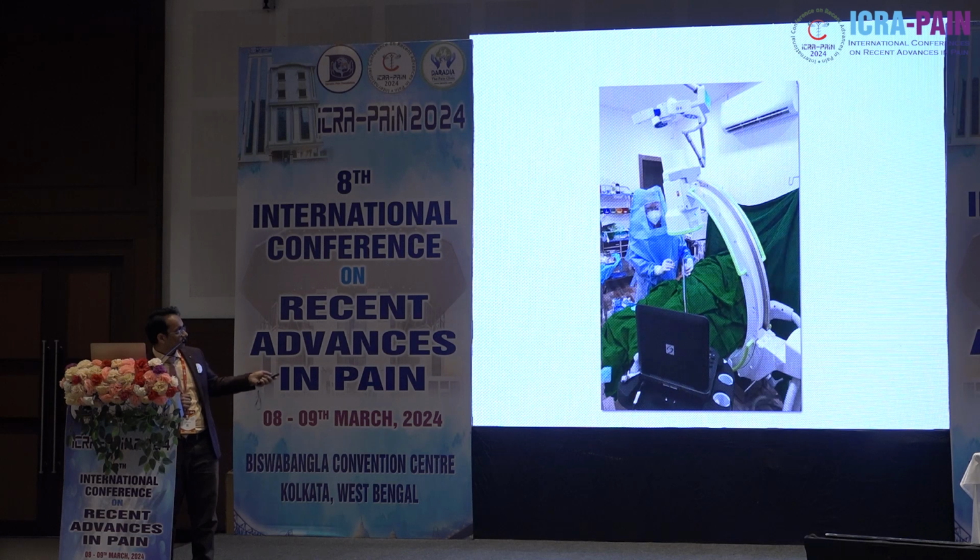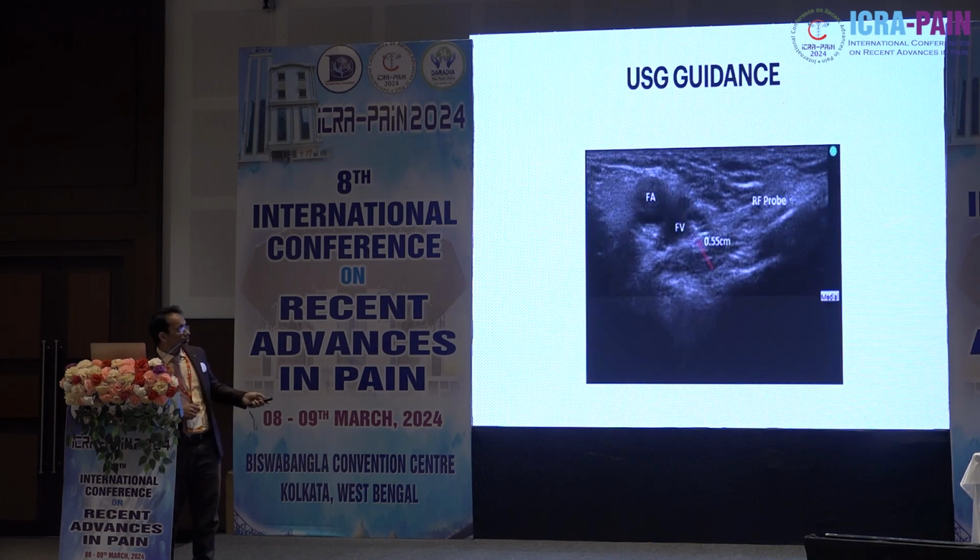So I prefer the hybrid technique. As you can see, the ultrasound is over here, the fluoroscope machine is over here. And in the ultrasound guidance, we are going to be sure to steer away from this area. Here, the femoral artery, the femoral vein, and then the RFA probe, which is coming in. So you can see there's almost a 0.5 centimeter gap between the two, right?